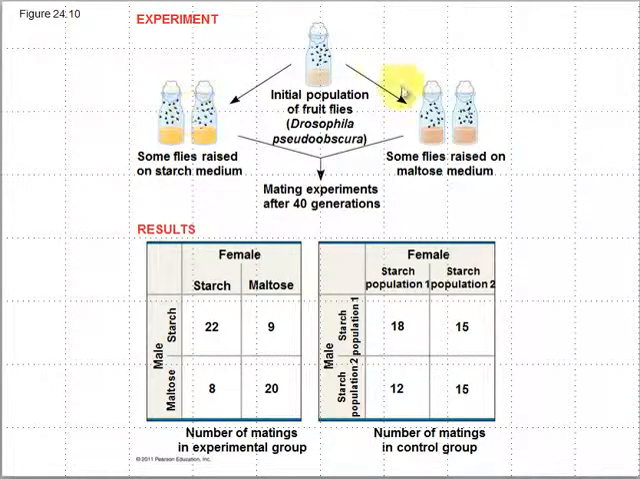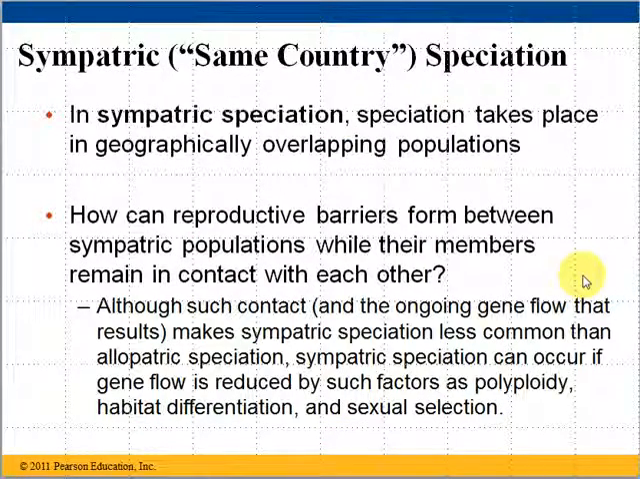The second way that speciation can occur is a little less common. It's called sympatric or same country speciation. In sympatric speciation, speciation takes place even though there's not a geographic separation. So this is speciation even though we're talking about a geographically overlapping population. So the question would be, of course, how can this happen? If you have nothing that separates the two populations and they can interbreed and there's gene flow, what would eventually keep them or make them into separate populations?